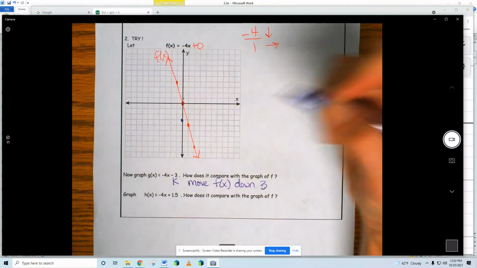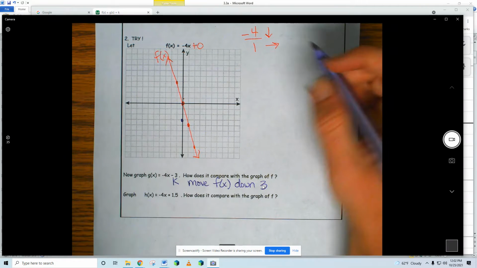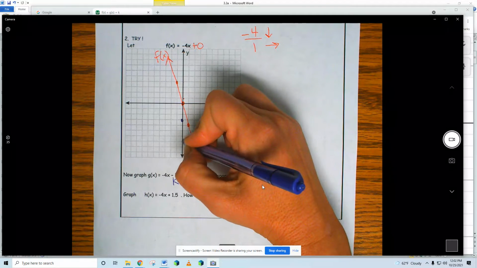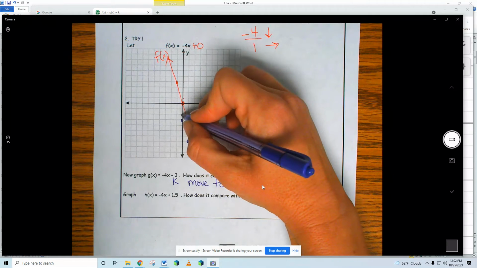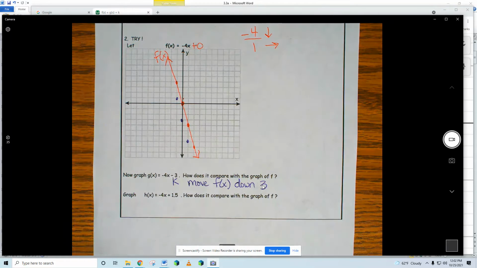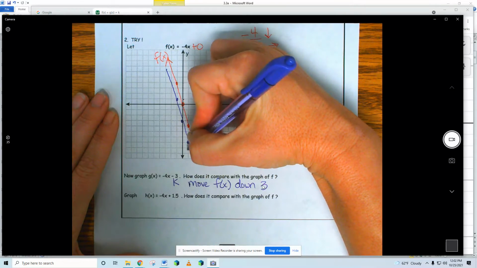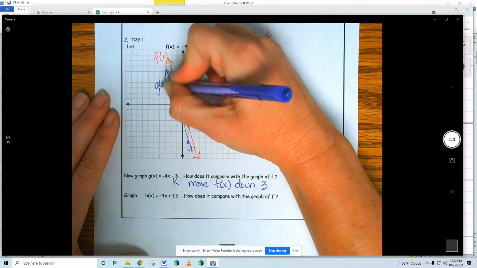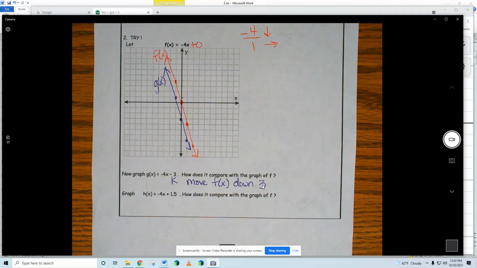So can you guys please graph a y-intercept of negative 3? My slope is negative 4 over 1. I'll reverse it. Up 4, left 1. This I'm calling g of x. So k is now -3, which means the whole line moved down 3.